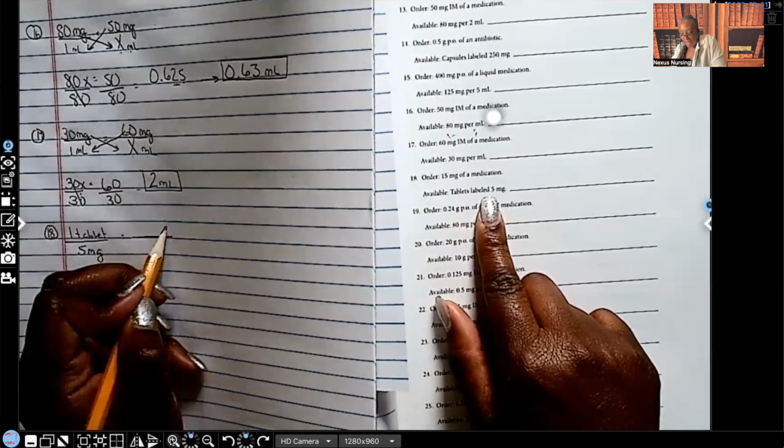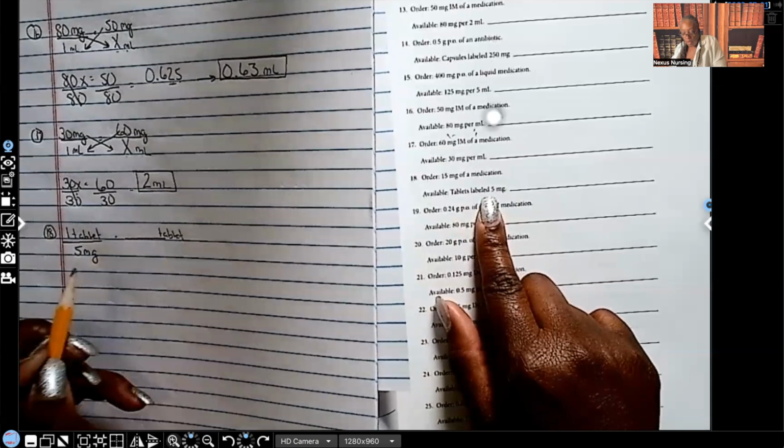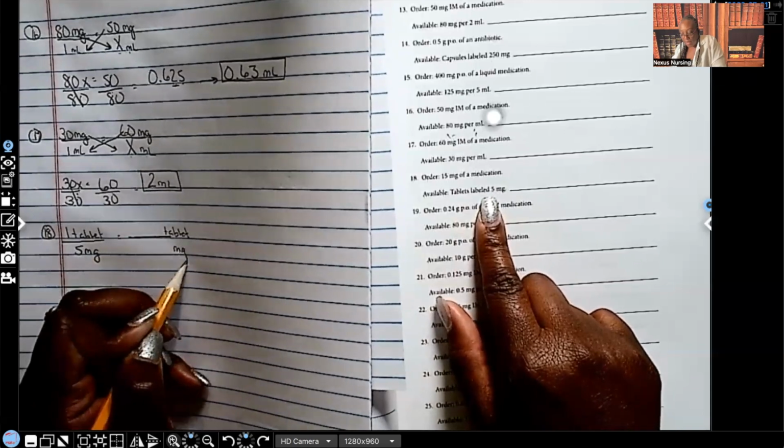Whatever is up here has to be tablet, and whatever is down here has to be milligrams, because our units always have to match. Let's look to see what we have left. 15 milligrams. So where am I going to put that 15? Right here. 15 milligrams, and we're solving for X. Now that all of our numbers are plugged in, let's go ahead and cross multiply.